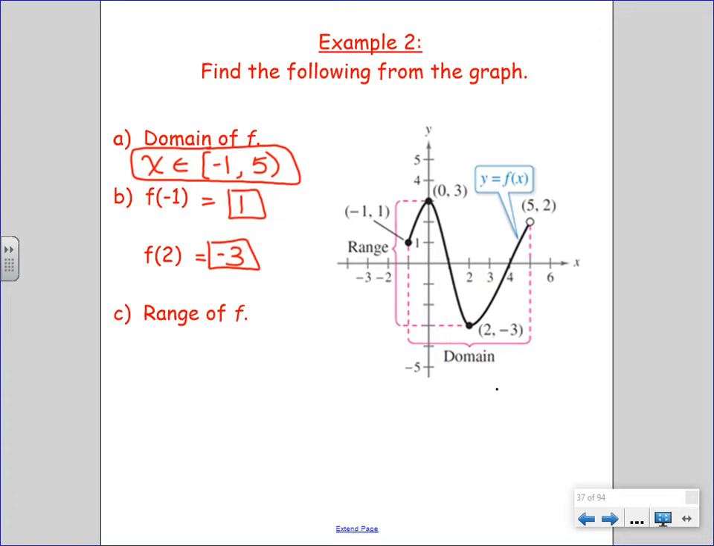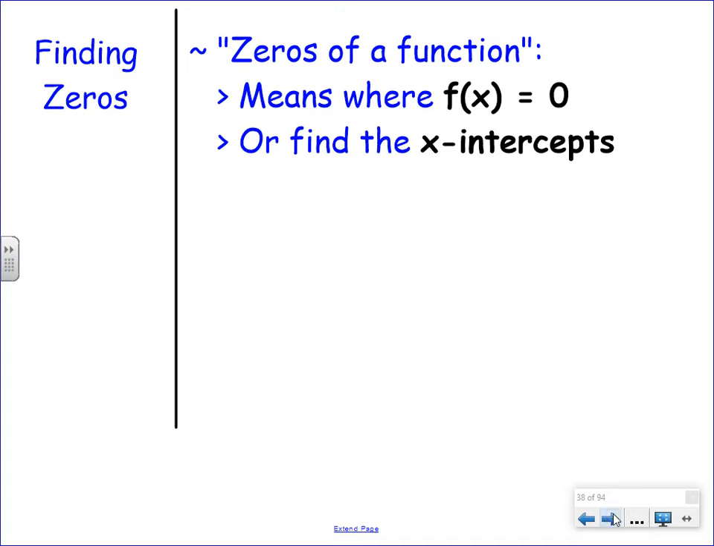Range. Y is within. How low does it go? -3. How high does it go? 3. So -3 sure looks like including to me. 3 looks like including to me as well. Yeah? Okay. That's what I mean by you're going to be seeing graphs.